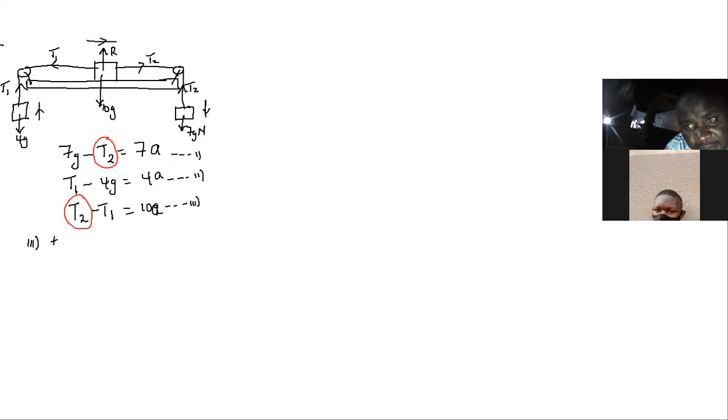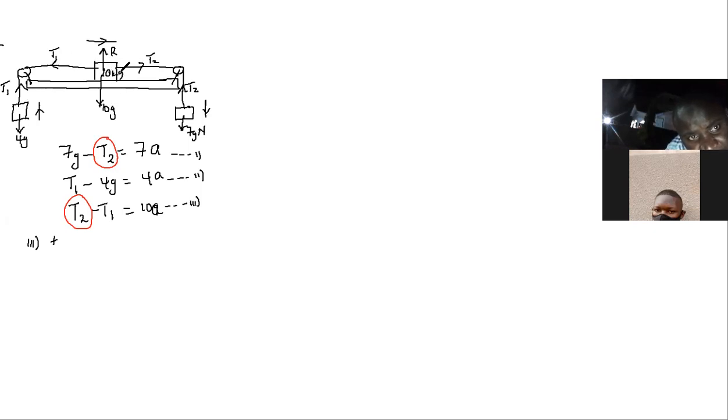Hello? I'm muted. Yeah, now you can hear me. Sorry. I was saying, if the system is released, the heavy mass will go down. Then this lighter one rises up, the 4G. Then on the horizontal table, T2 will overcome T1 to give us the resultant force on the 10 kilogram mass.